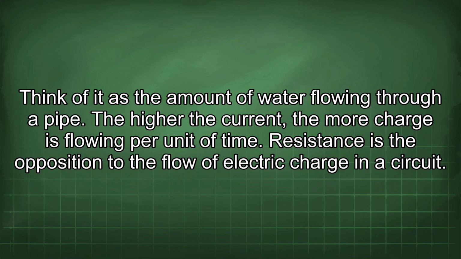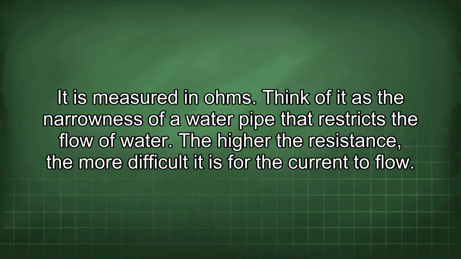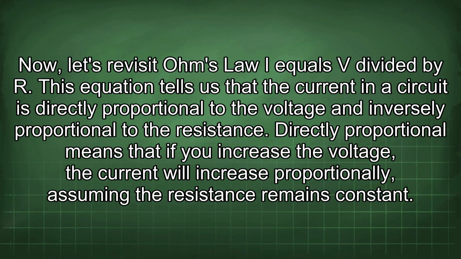Resistance is the opposition to the flow of electric charge in the circuit. It is measured in ohms. Think of it as the narrowness of a water pipe that restricts the flow of water. The higher the resistance, the more difficult it is for the current to flow. Now let's revisit Ohm's law: I equals V divided by R.